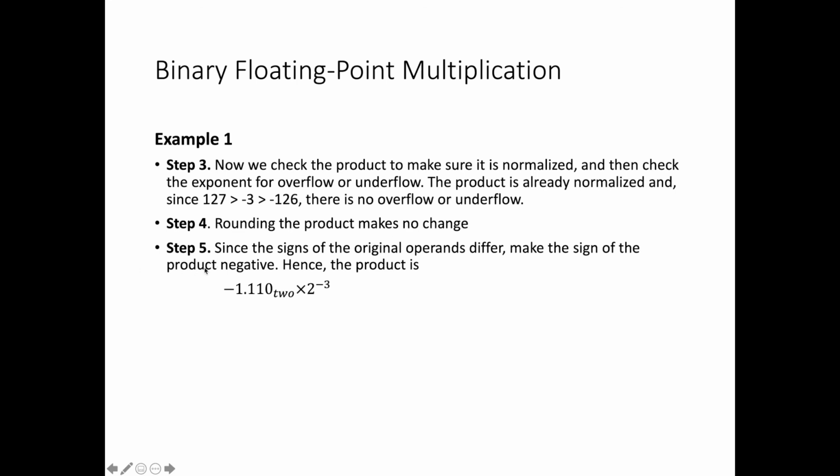In step 5, since the signs of the original operands differ, we should make the sign of the product negative. Hence, the final result should be -1.110 times 2 to the power of -3.